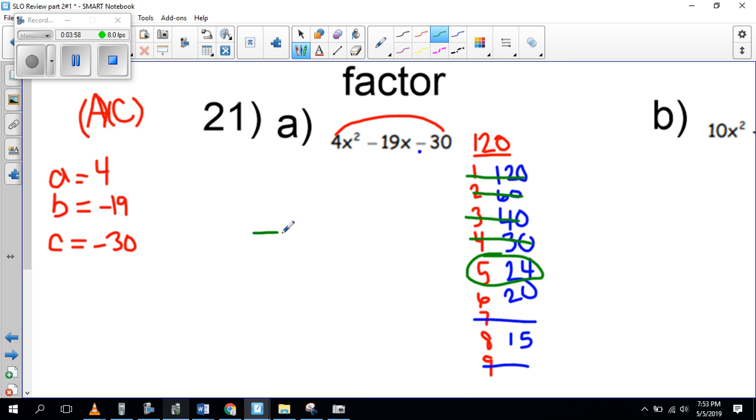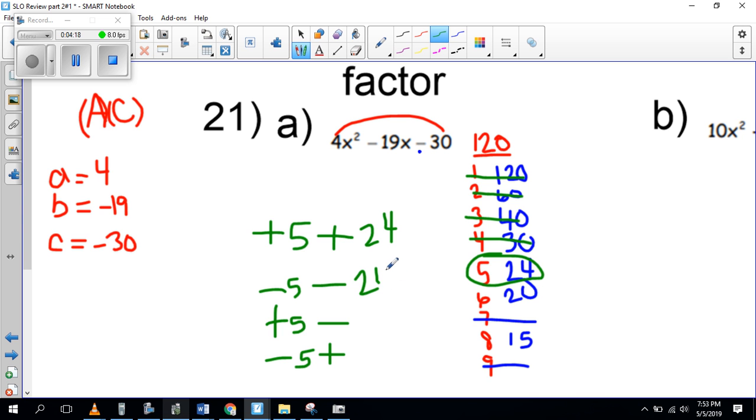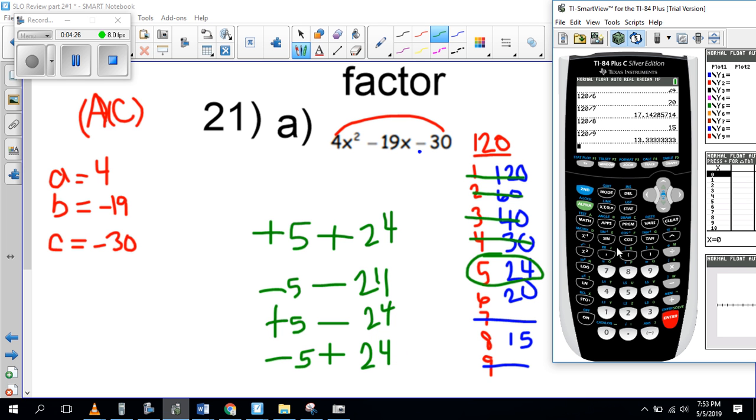So let's do our plus, minus, plus, minus, plus. So we need a negative 19. So I'm going to put 5 all the way down, and I'm going to put 24 all the way down. And so we need the one that's going to give us a negative 19. I'm going to show you how I put it in the calculator just in case you need this again. I don't put the positive 5 in, I just put 5 plus 24. And that gives me 29.